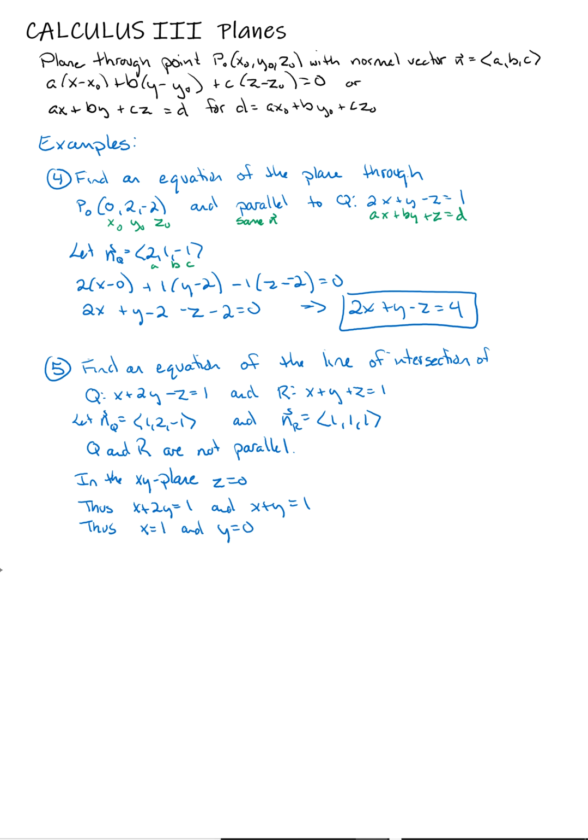All right, so this was in the xy plane. It's simply a point, but this is where they intersect. Thus, this point (1, 0), and remember the z value is also 0. It's a three-dimensional point. This is a point of intersection, so it's a point on the line that we're looking for.